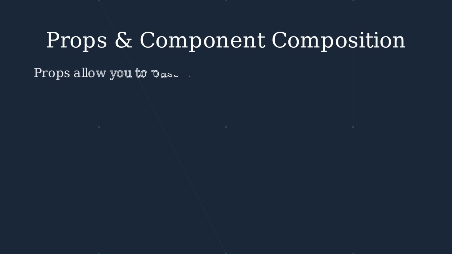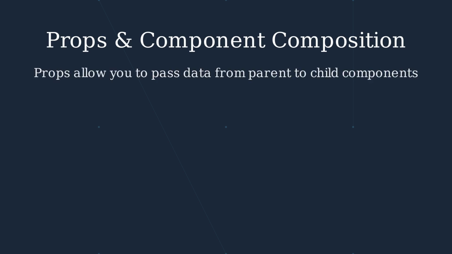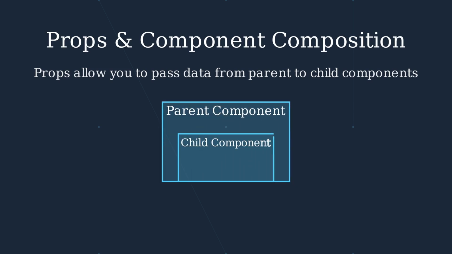Props are how React components communicate with each other. They allow you to pass data from parent to child components. Think of props as function arguments. A parent component passes data down to its children through props.